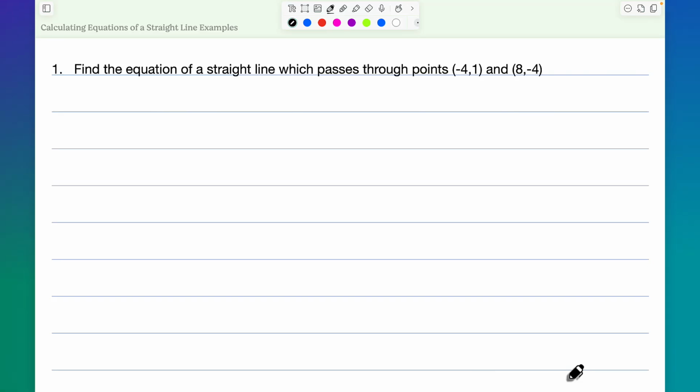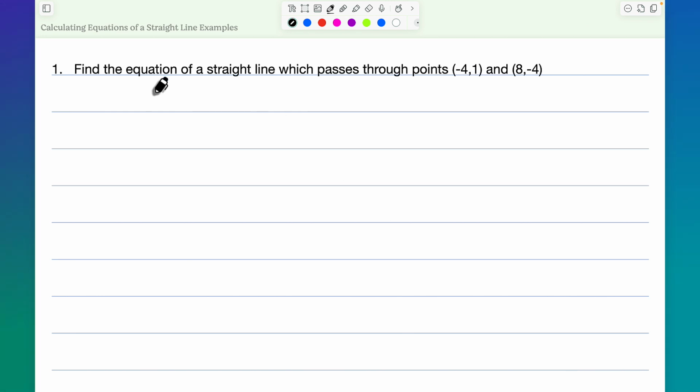In this video, we're going to go through a couple of examples on calculating the equation of a straight line. These are going to be basic examples. In your exam, you're probably going to get more complex questions, but this is just to drive home the concepts that we talked about in the first introduction video. So let's go through the first example.